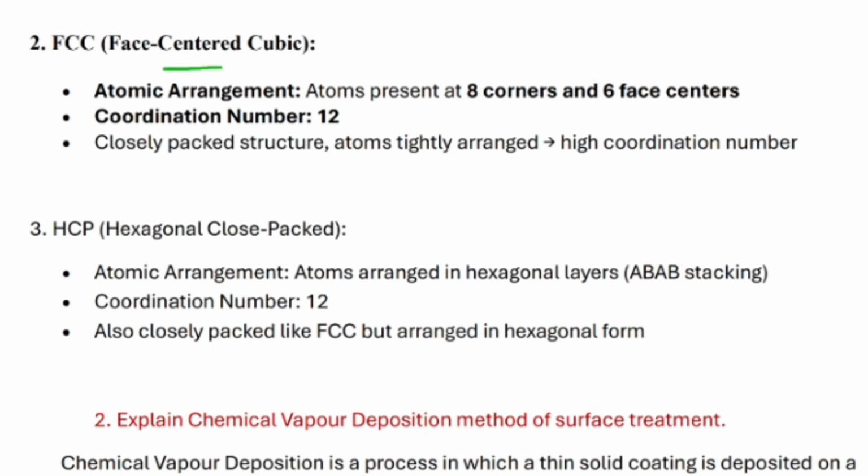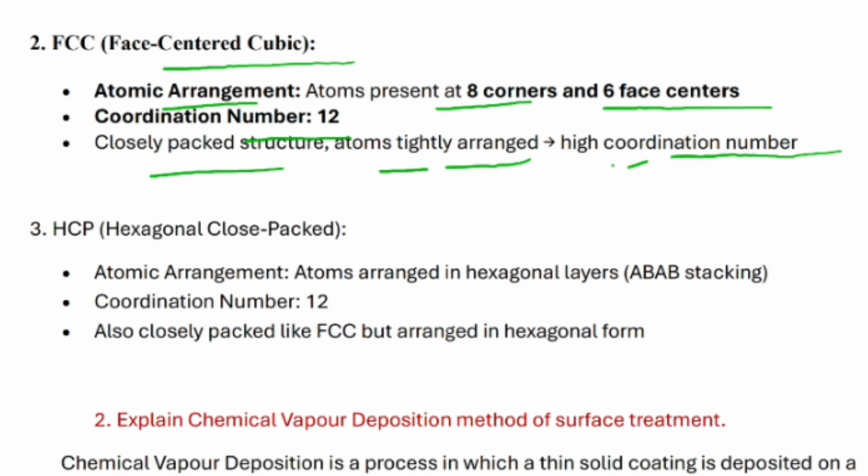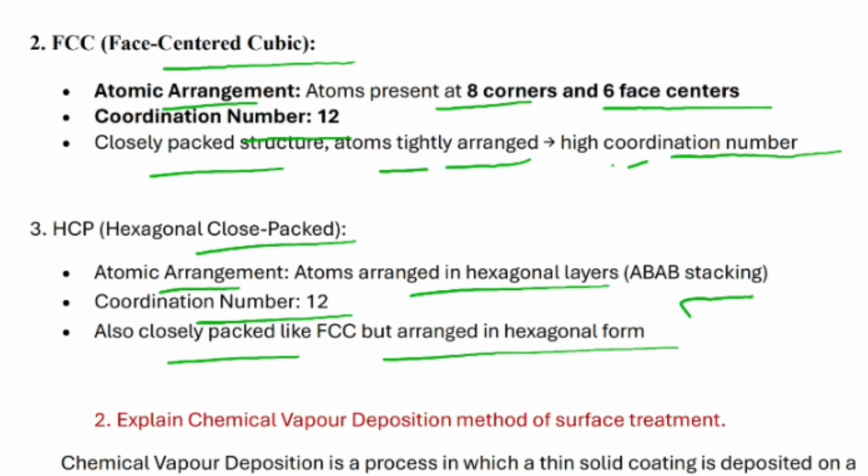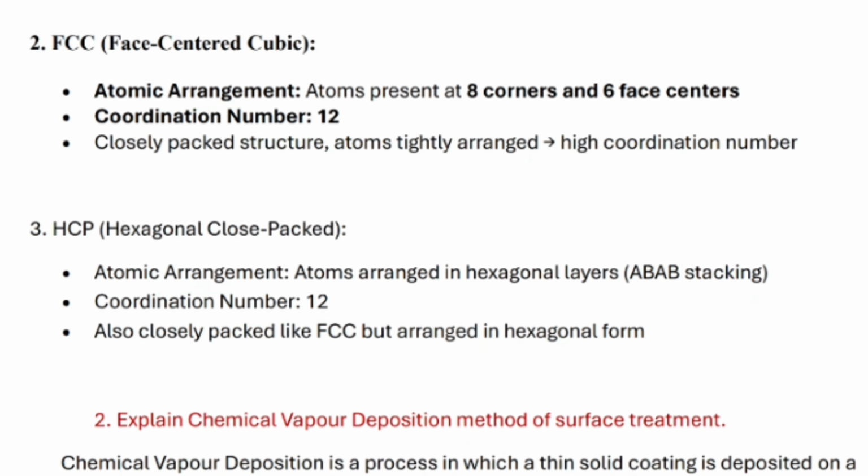Next is FCC, a face centered cubic. Coming to the atomic arrangement, atoms are present at 8 corners and 6 face centers, and coordination number is 12. It is a closely packed structure, atoms tightly arranged. It is having a high coordination number. Coming to the HCP, it is a hexagonal close packed atomic arrangement. Atoms arranged in hexagonal layers, nothing but AB stacking, and coordination number is 12. Also closely packed like FCC but arranged in hexagonal form.